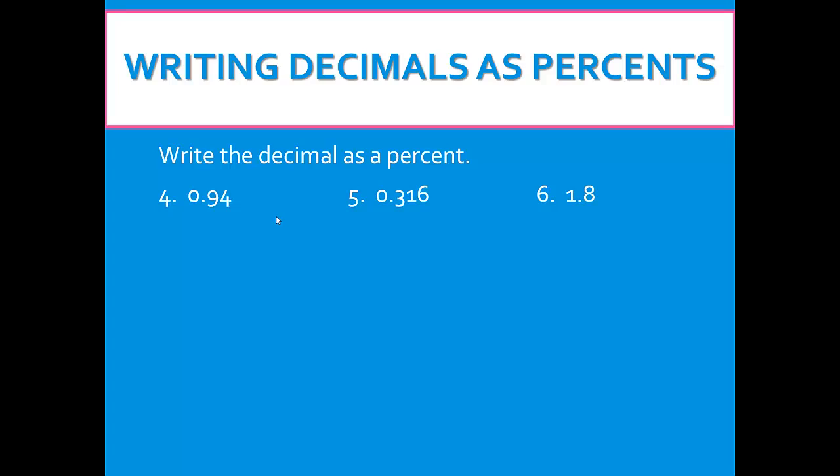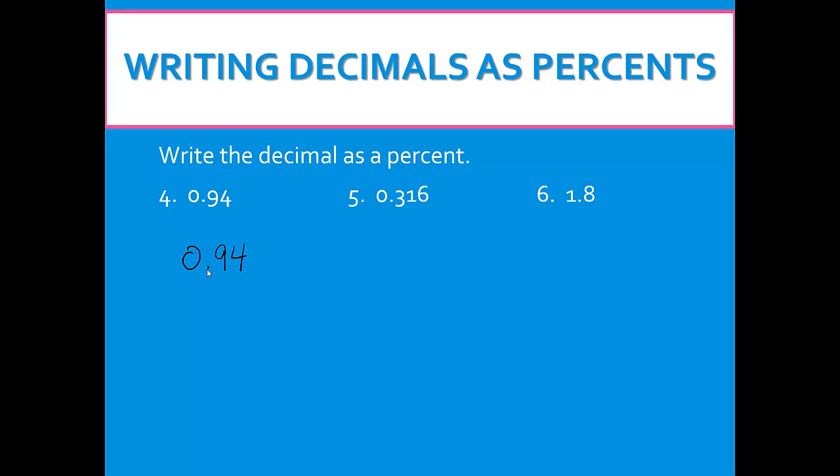Now we're going to look at writing decimals as percents. So we're doing the opposite of what we just did. In the previous problems, we were dividing by 100, which means we were moving our decimal 2 places to the left. Now in these problems, we're going to multiply by 100, which means we are moving our decimal 2 places to the right. So for number 4, we have 0.94, or 94 hundredths.